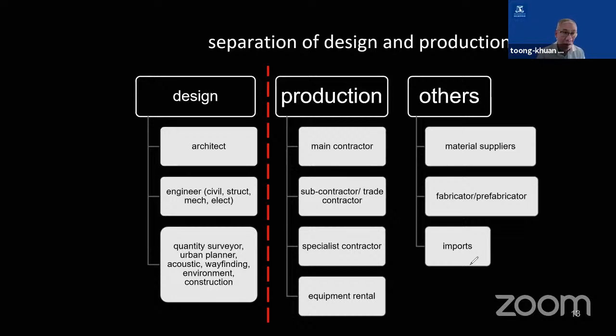In Australia, most of the equipment are rented. The contractors do not normally own their excavators, their cranes, or the heavy equipment. Most of those equipment are rented from equipment hire companies. And you have others who may not be in the construction industry, but they are supplying to the subcontractors or to the contractors. So these are your material suppliers: steel sections, reinforcing bars, timber, concrete. So these are material suppliers. You also have your fabricators and prefabricators.